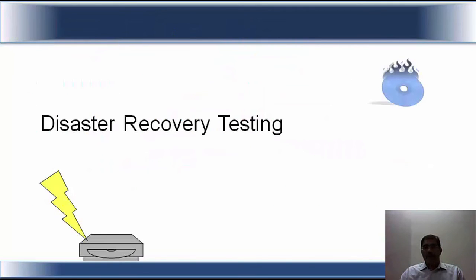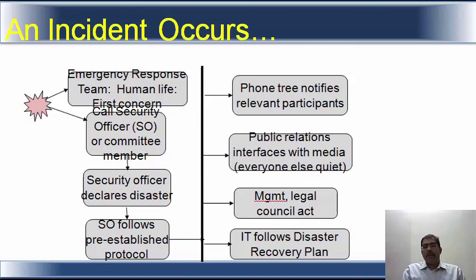We have spoken about BCP. We have spoken about BRP. We have spoken about RAID, the backup facilities. Now, how do you test all this? Disaster recovery testing, how do you do it? Take an example that an incident occurs. Now, the activity diagram here shows that some events can happen in parallel, including all the tasks on the right.